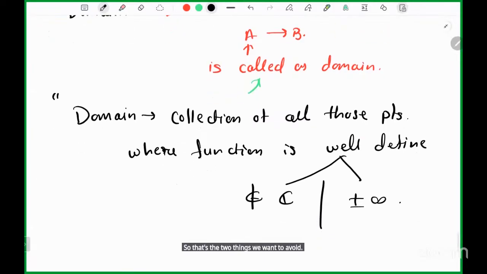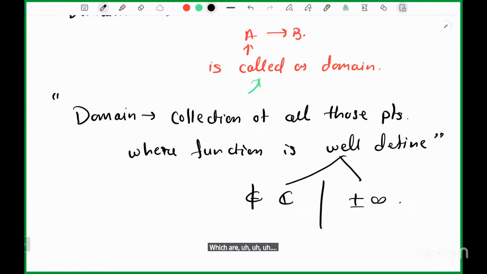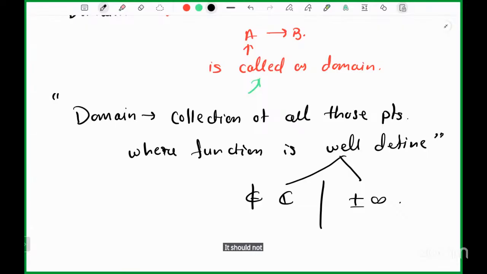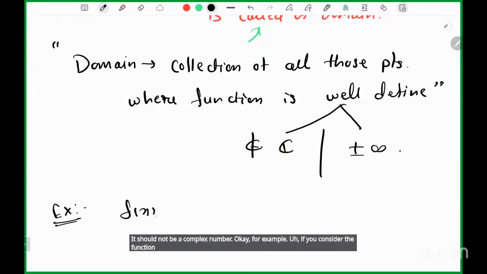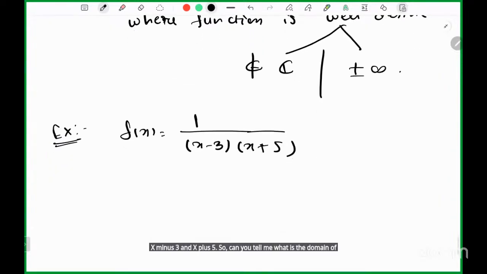So whenever someone asks you to find the domain of a function, they want you to filter out all those real numbers which are giving us a well-defined value of the function. That means it should not be plus or minus infinity. It should not be a complex number. Okay, for example, if you consider the function f of x equals 1 by (x minus 3)(x plus 5). So can you tell me what is the domain of this function?